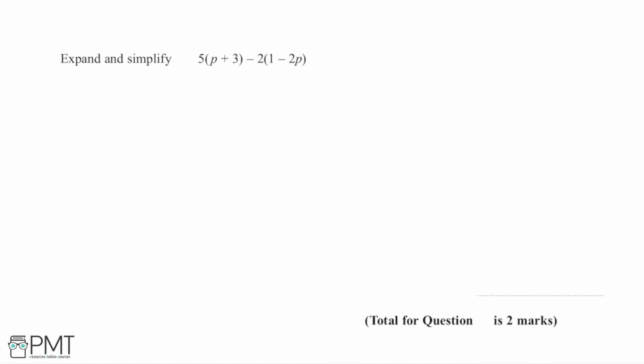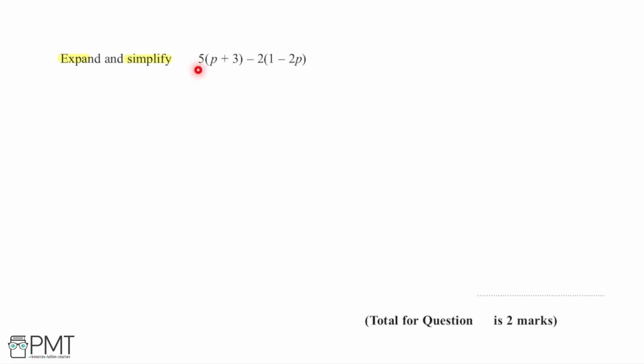So in this question, I'm asked to expand and simplify this expression that we have here. So 5 lots of p plus 3 minus 2 lots of 1 minus 2p. So I'm going to need to expand out the bracket so that I can simplify my terms, group some terms together and come to a final answer here.